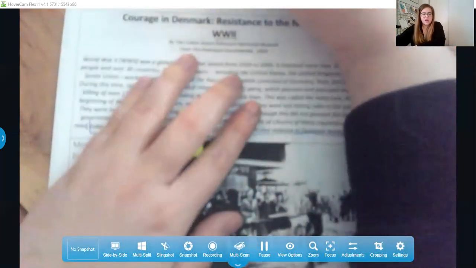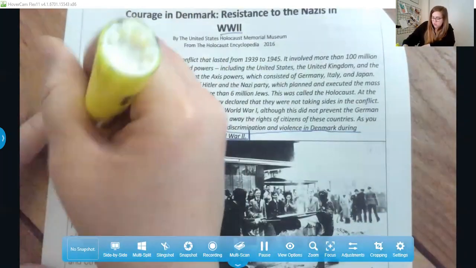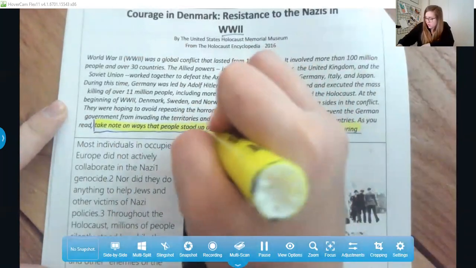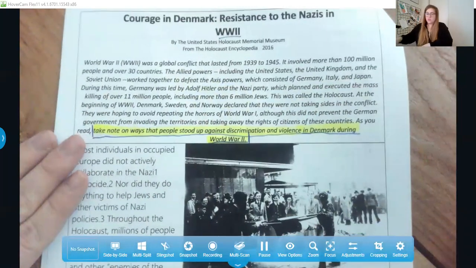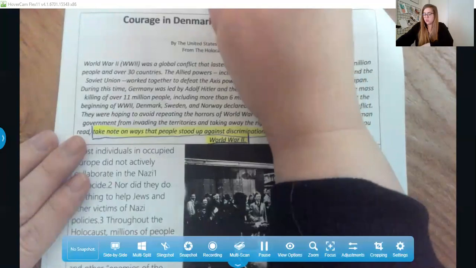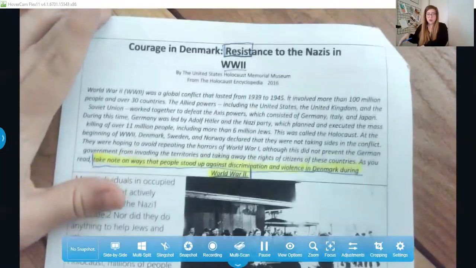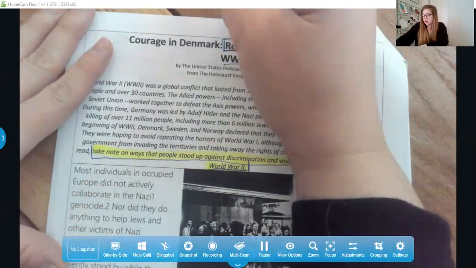So this is an actual event that happened in World War II, and we're going to focus mainly on how people stood up against violence and discrimination. So for those of you who don't know what this word resist means, okay, we see this word resist in resistance, and we've heard about the resistance in our text, okay? But this word resist or resistance, it means to stand up against.